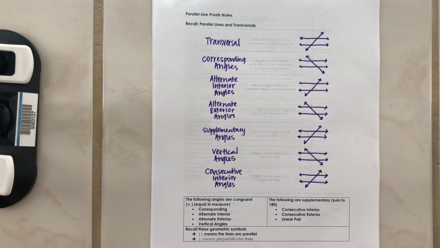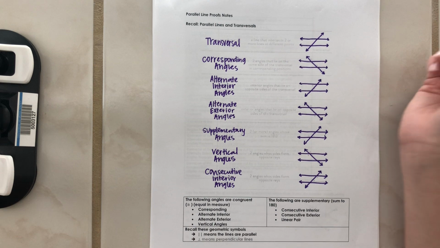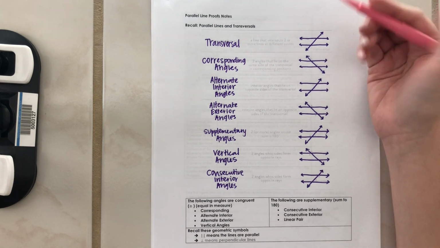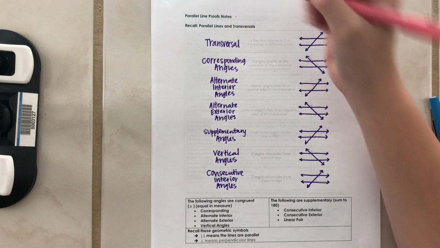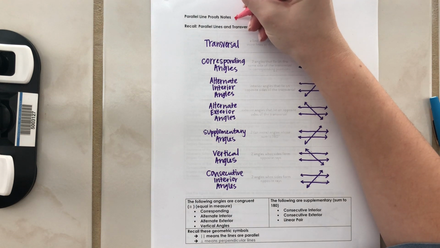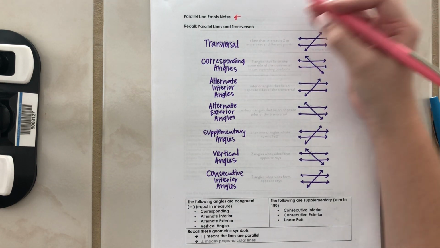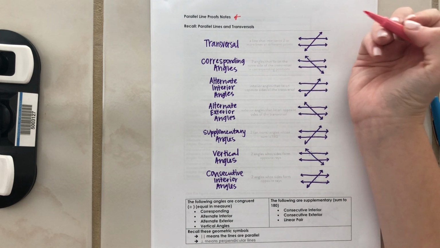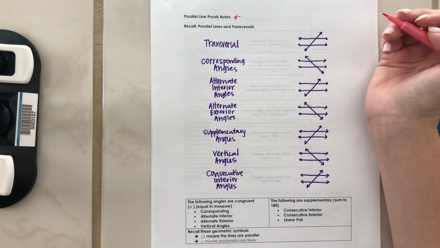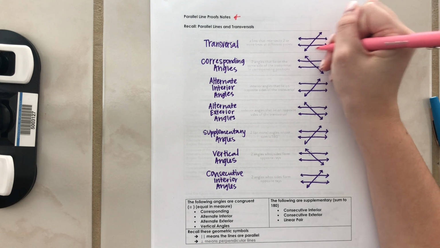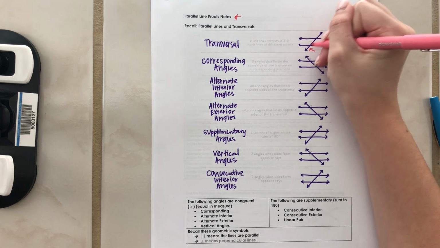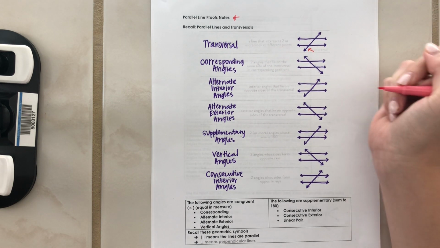Okay guys, welcome. We are going to continue on with our proofs, but today we're going to talk about parallel line proofs. So let's go ahead and review those parallel lines and a transversal. So remember, a transversal is a line that intersects two or more lines at different points. So this right here is our transversal because it's intersecting these two parallel lines.